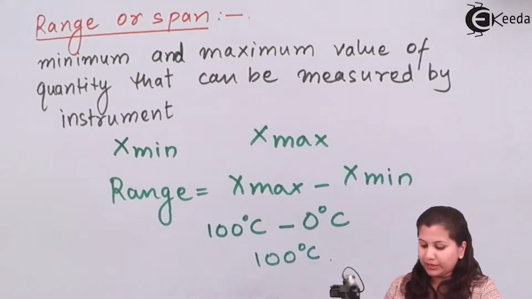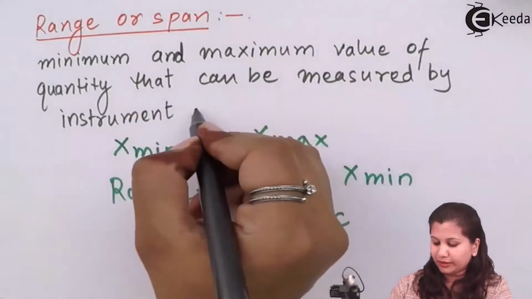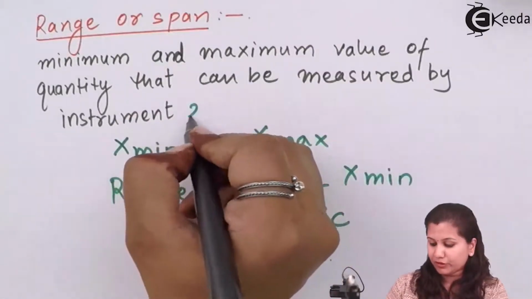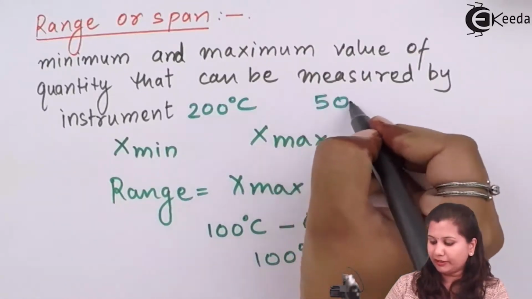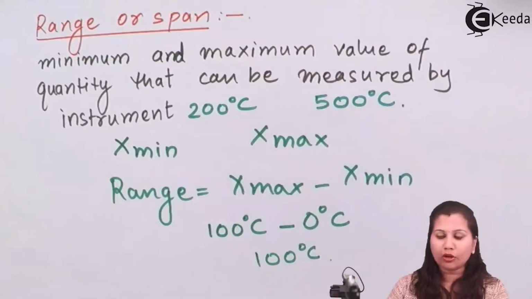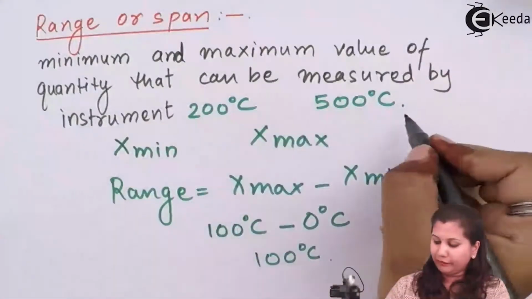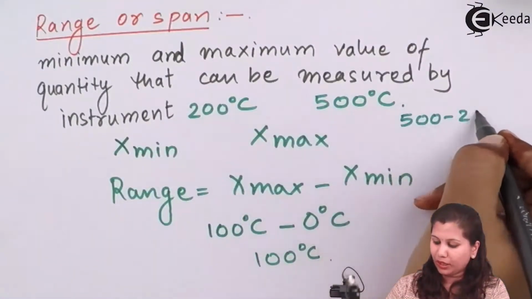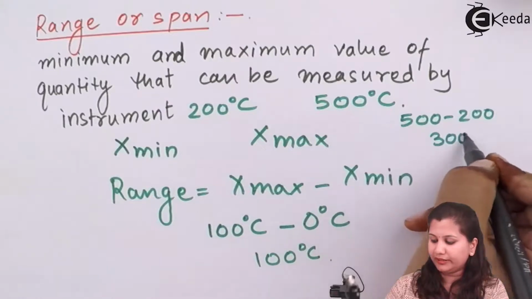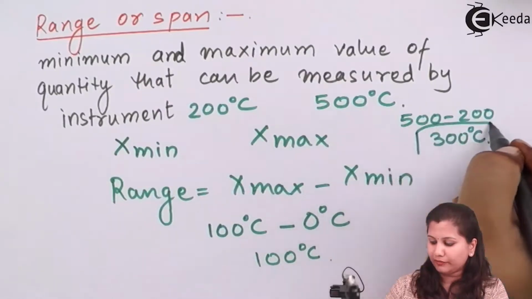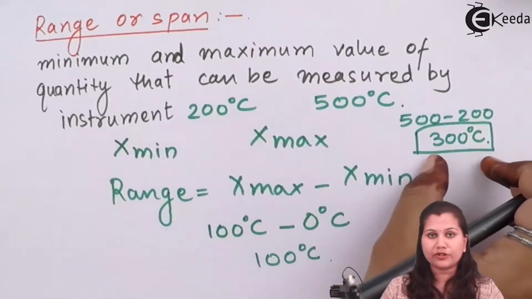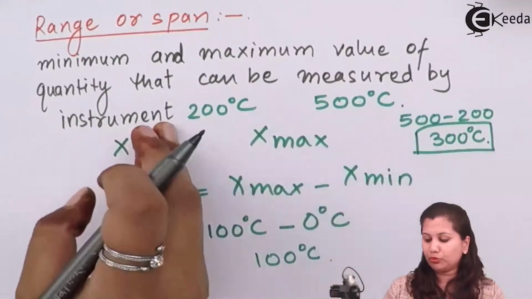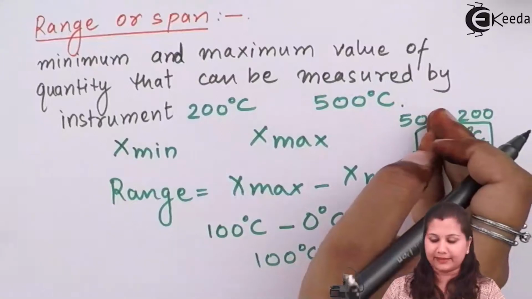Suppose that the minimum temperature that the thermometer can measure is 200 degrees Celsius. Maximum temperature is 500 degrees Celsius. So the range will be 500 minus 200, that is 300 degrees Celsius. So that will be the range of the instrument, or span of the instrument. Range will be from 200 to 500 degrees Celsius.